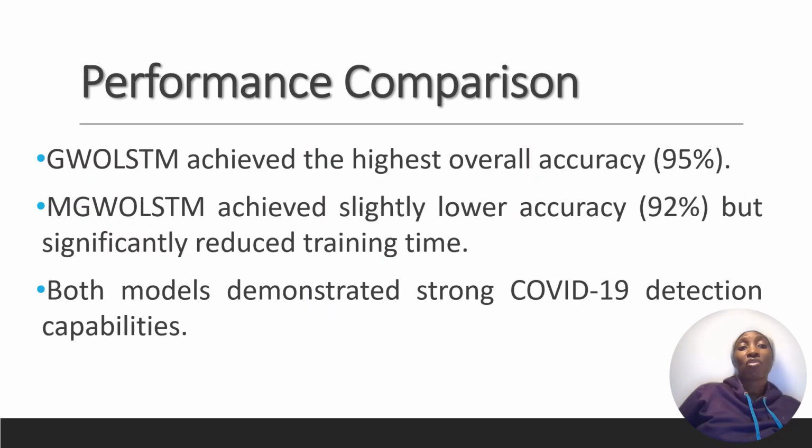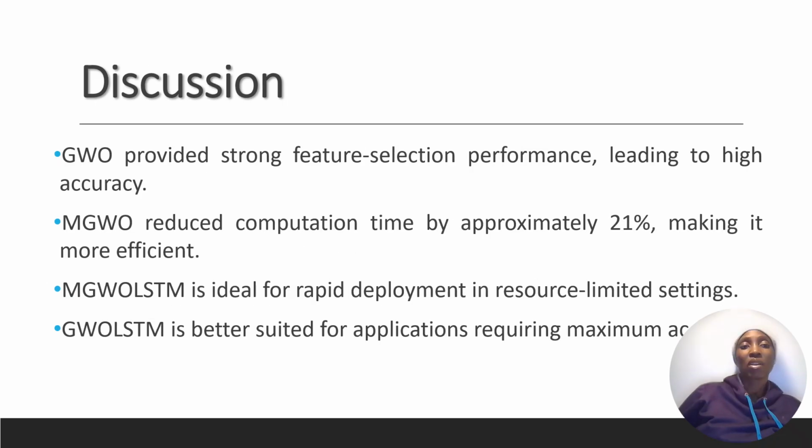The Grey Wolf LSTM achieved the highest accuracy overall, which is 95%. The modified Grey Wolf LSTM achieved slightly lower accuracy, which is 92%, but significantly reduced training time. So the modified one trained faster than the normal Grey Wolf. Both models demonstrated strong COVID-19 detection capability.